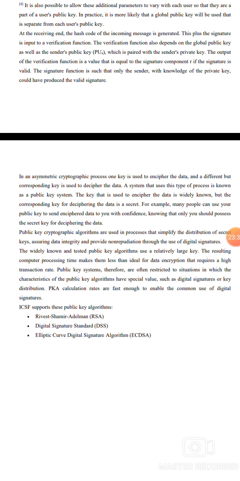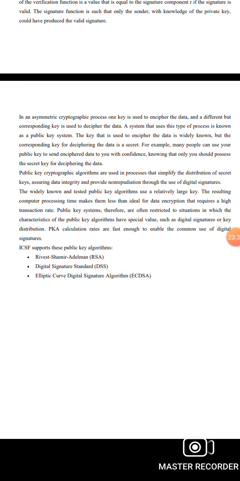In an asymmetric cryptographic process, one key is used to encipher the data. A different but corresponding key is used to decipher the data. The system that uses this process is known as the public key system. The key used to encipher the data is widely known, while the corresponding key for deciphering is kept private. For example, many people use a public key to send enciphered data with confidence, knowing that only you possess the secret key for deciphering the data.